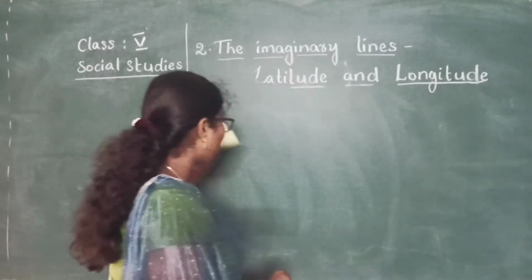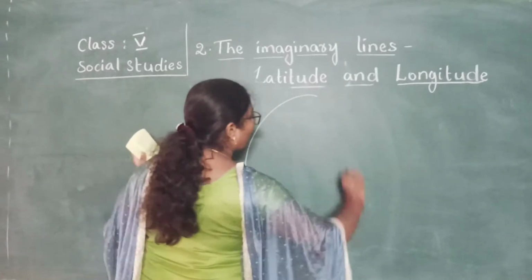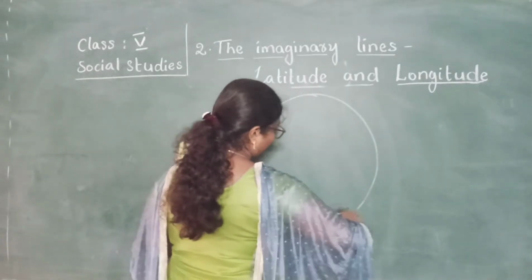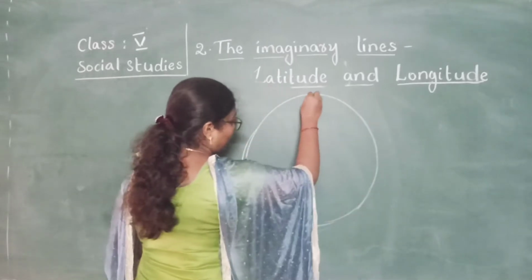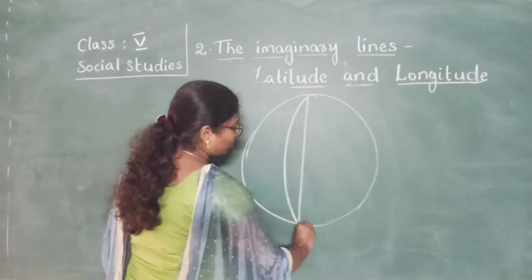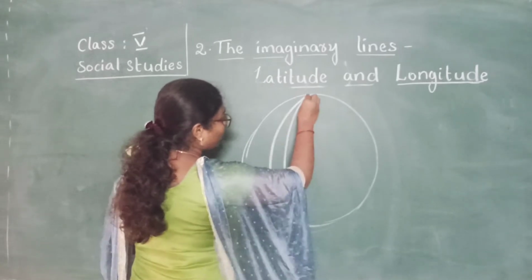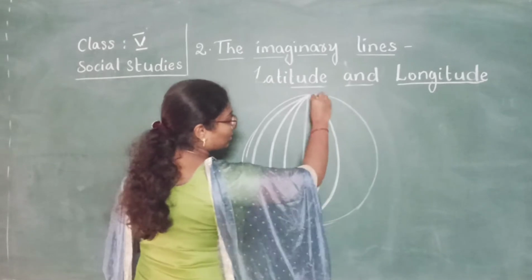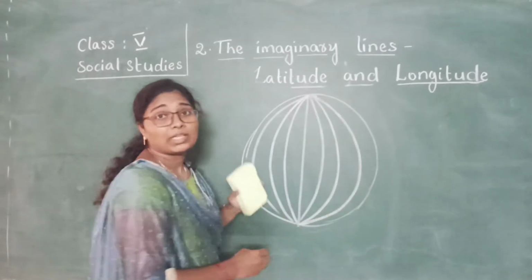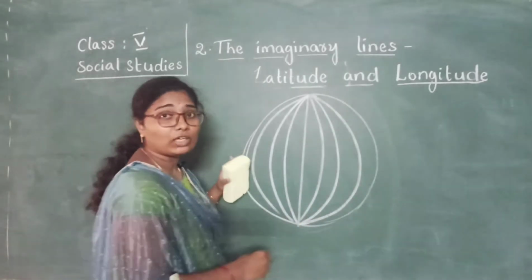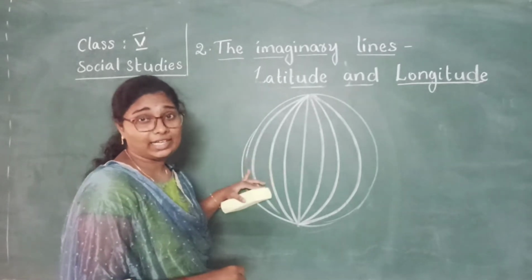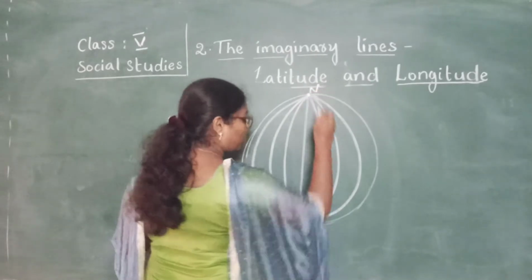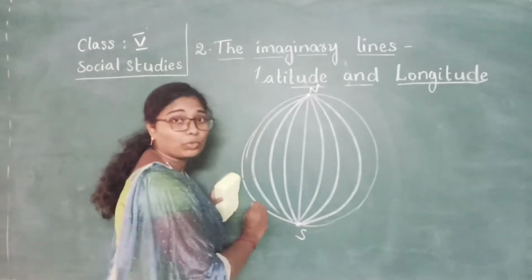As these run from west to east direction, all the longitudes run from north to south directions. Each and every longitude starts from North Pole and ends at South Pole, right? But these lines are not parallel. We call these longitudes as meridians, right? So every longitude starts from North Pole and ends at South Pole.